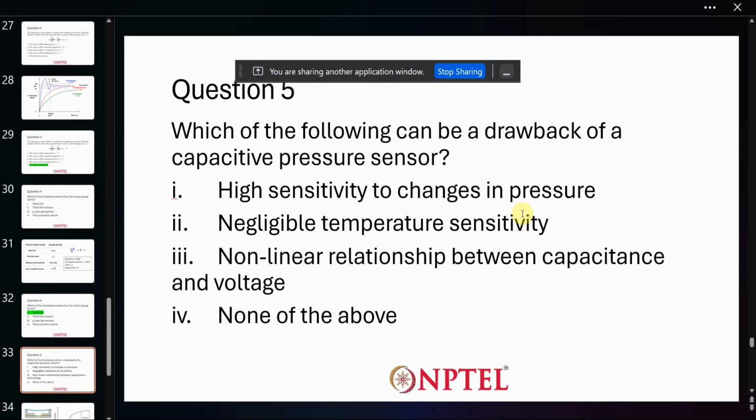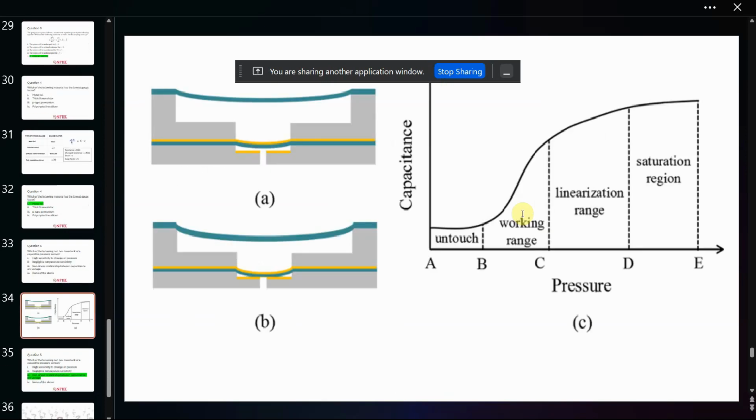Then this is the last question. What can be the drawback of a capacitive pressure sensor? High sensitivity to changes in pressure, negligible temperature sensitivity, non-linear relation between capacitance and voltage, or none of the above. One of the greatest problems with capacitive based systems is non-linearity, because capacitance depends on a lot of factors.